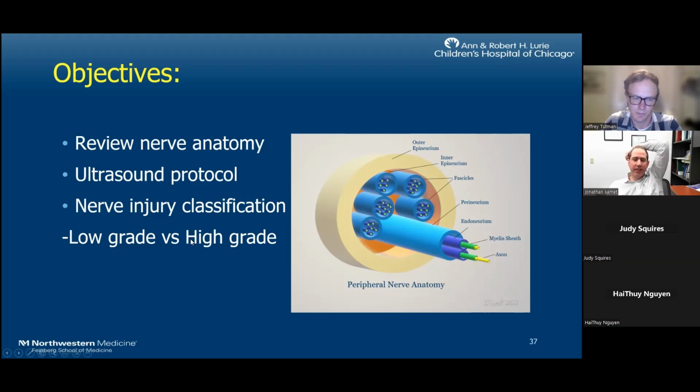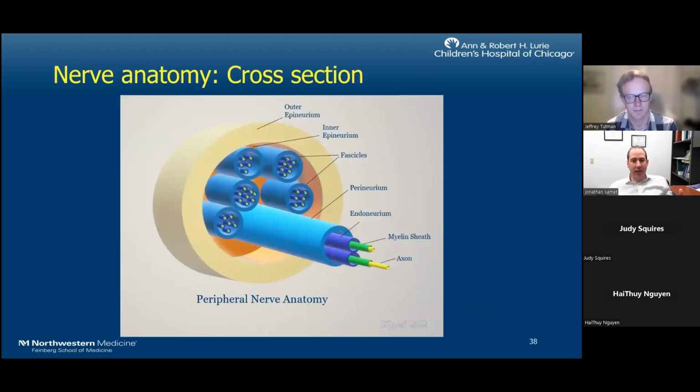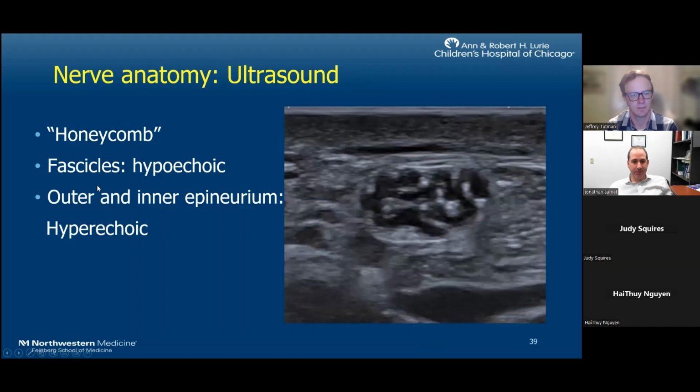And what we're trying to do is classify the nerve injury. We want to help the surgeon decide, is this something that is non-operative or is it operative? And so what we can do is really try to figure out what's going on.